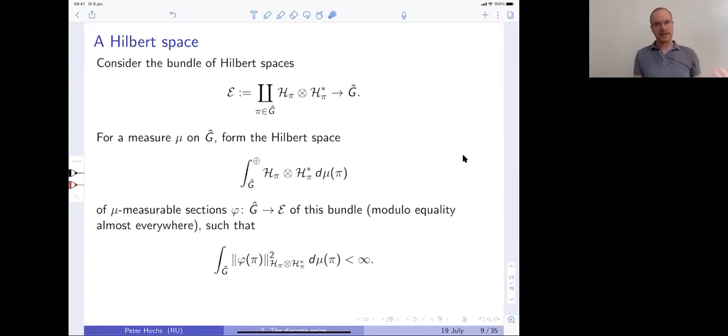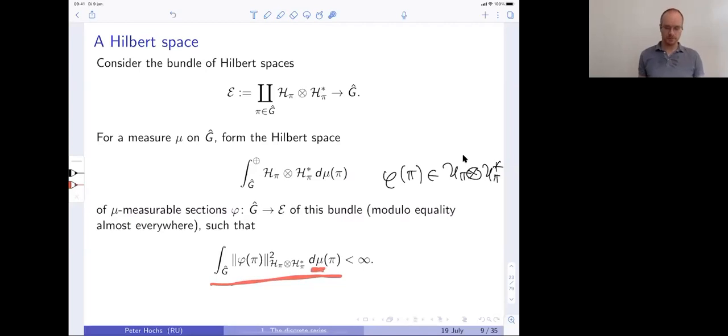And suppose that we're given a measure mu on the set. We can define this direct integral, which is, by definition, the space of measurable sections, modulo equality almost everywhere, from G hat into this bundle. So that means phi of pi lies in H pi tensor H pi dual for every pi, and the square integrability means that this integral converges for the given measure mu.